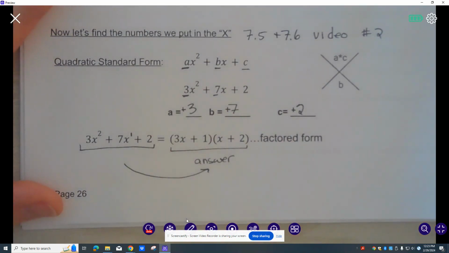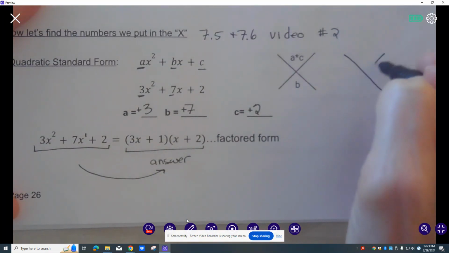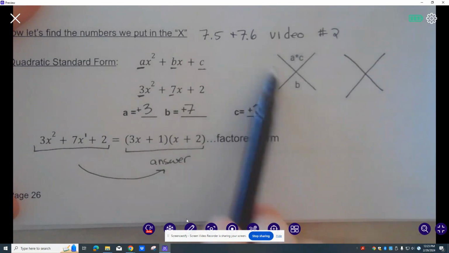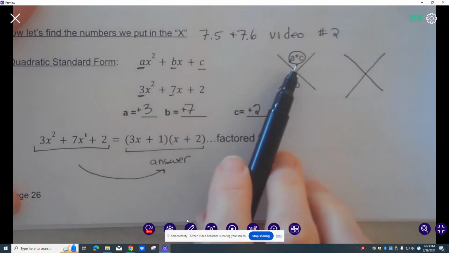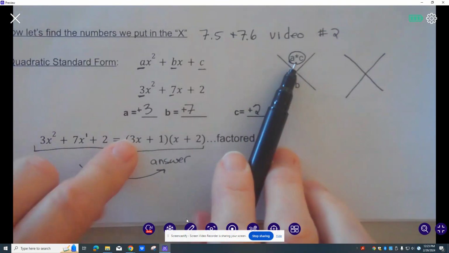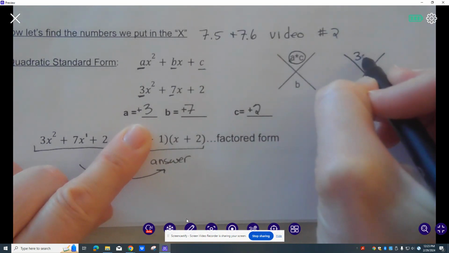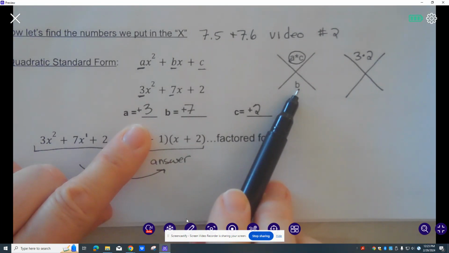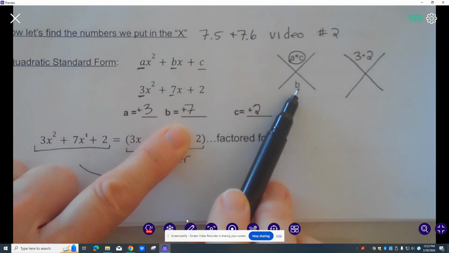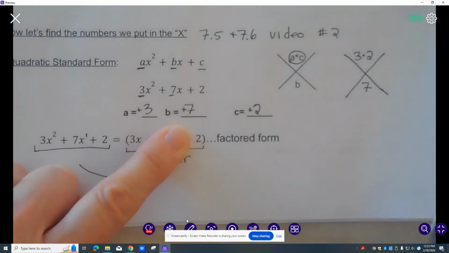Okay, now we're going to use this A, B, and C to put the numbers at the top and bottom of our x. So this shows you right here. It says at the top of your x, you want to put A multiplied by C. So our A and C are 3 times 2. So the top of the x would be 3 times 2. And it says put whatever your B value is at the bottom. So think B bottom. So your B goes on the bottom.